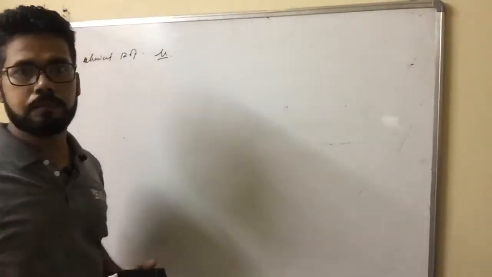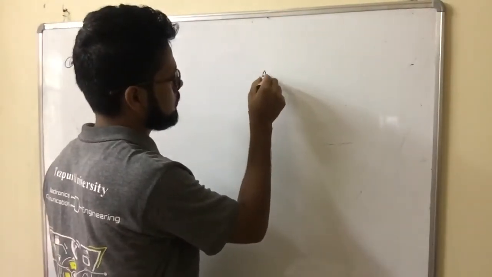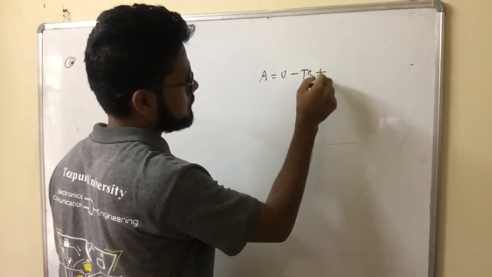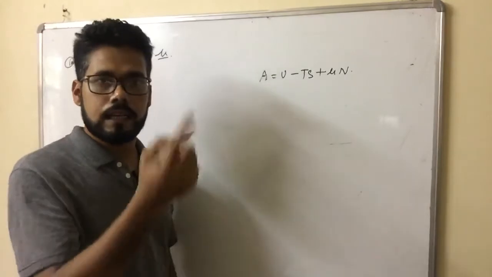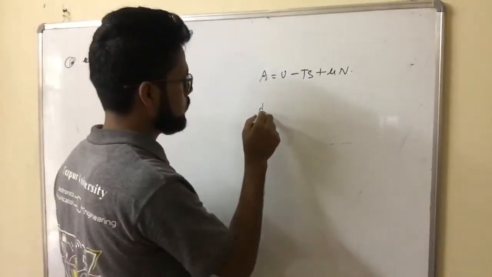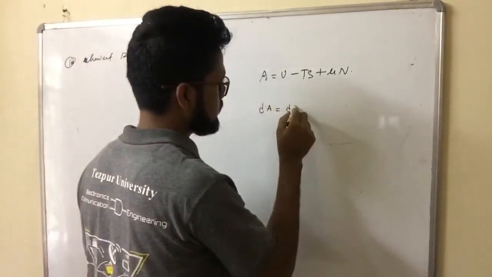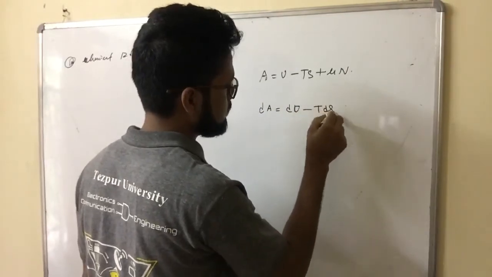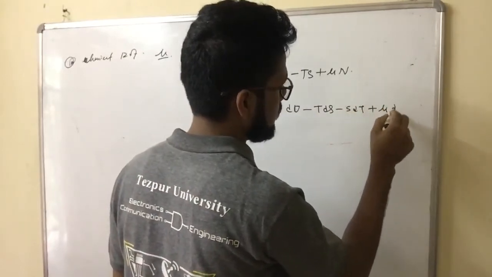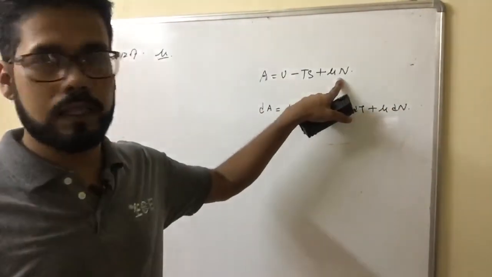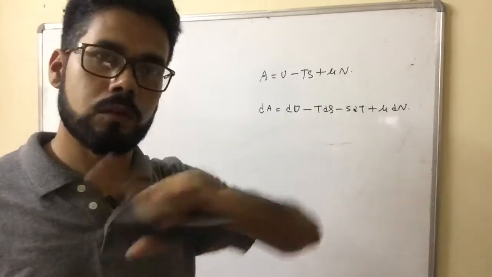Now suppose I forgot the formula of chemical potential. So you remember this formula: A equals U minus TS plus mu N. Again I am telling you how to apply this formula. You do the differentiation: dA equals dU minus T dS minus S dT plus mu dN, taking the differentiation on both sides. Mu is constant, so the N dmu term is always 0.